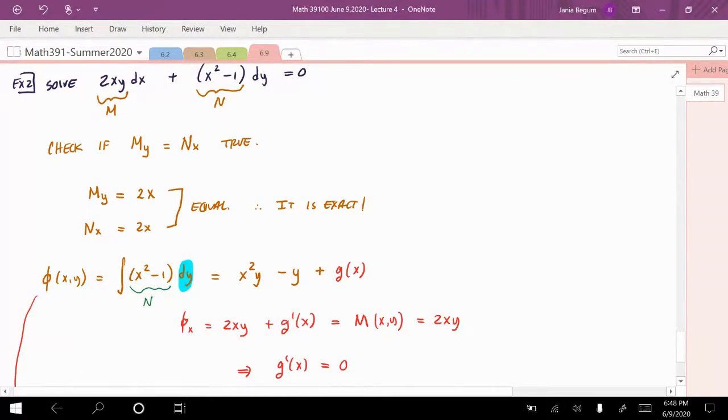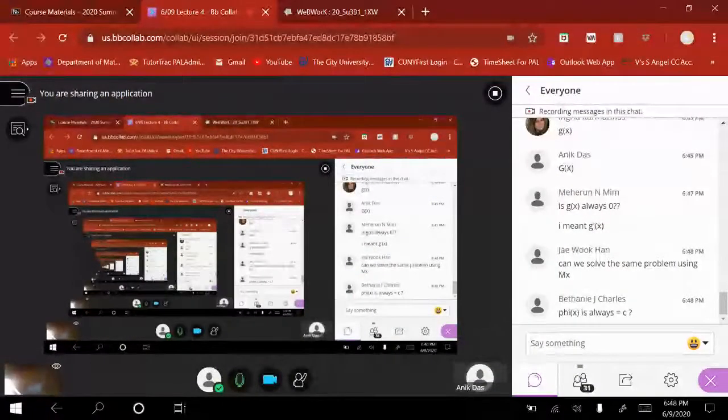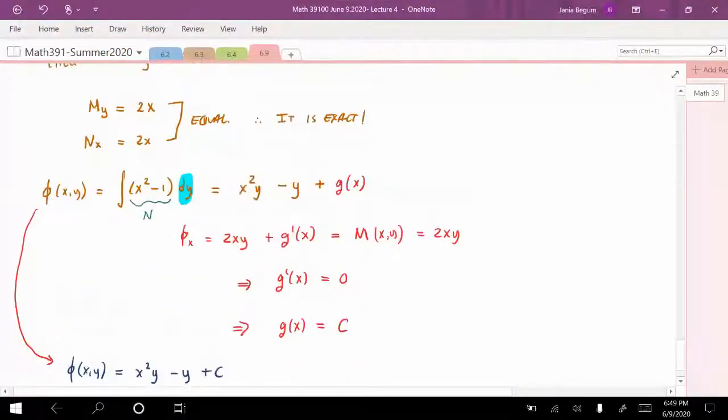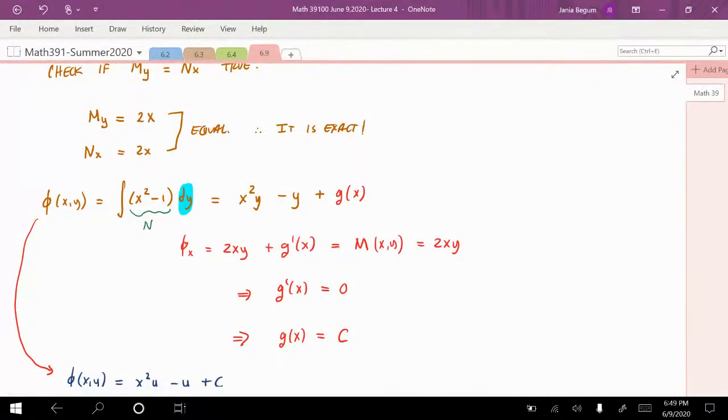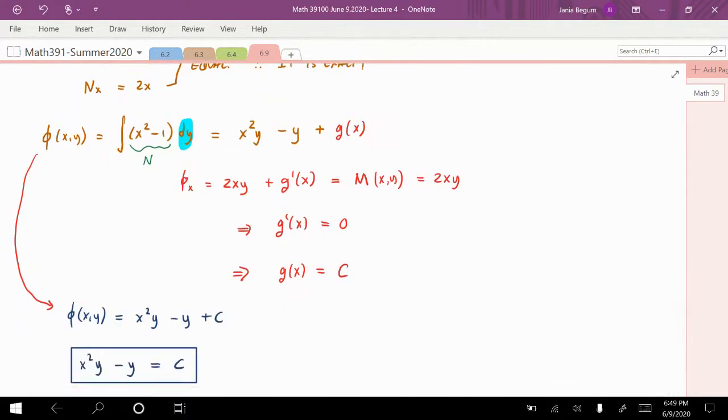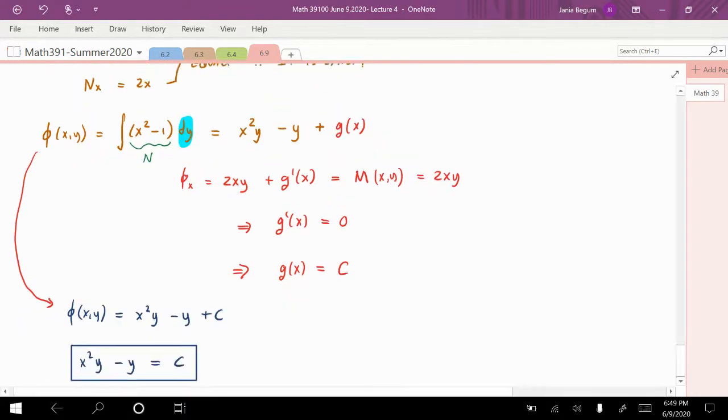So any questions on exact equations? So phi is always a constant, right? So whatever solution you get, like right here, phi is equal to x squared y minus y plus g of x. Whatever you get, you always set equal to phi, and phi is just a constant, so we just set it equal to a constant c. So the final step is right here. You always let your answer equal a constant. And then if I give you an initial condition, you'll solve it from here. Okay, so any other questions?